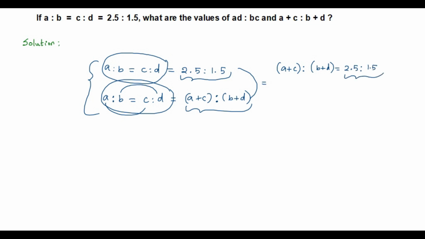So now we can simplify this ratio. First we have to express the terms of this ratio as integers. So we can multiply both the terms by 10 to remove the decimal. We get 25 is to 15. Both the terms of this ratio have the common divisor 5, so we can divide both the terms by 5. We get 5 is to 3. So the value of the ratio A plus C is to B plus D is 5 is to 3.